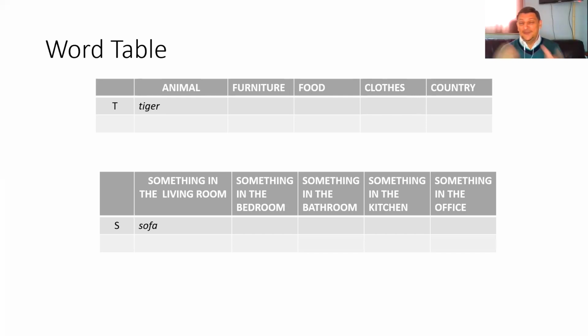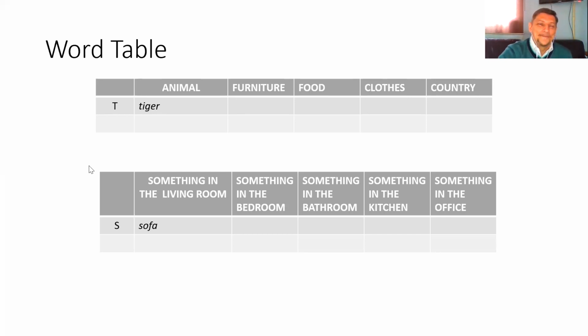And then you continue with something in the bathroom, something in the kitchen, something in the office. For something in the office, I remember one student once said a secretary. So I had to explain that it's not really something, that it's a human being. But that's a fun game because students have all sorts of very different ideas. And office seems to be another difficult place for S words for some reason. Although you can find sheets of paper there, a stapler, something like that.